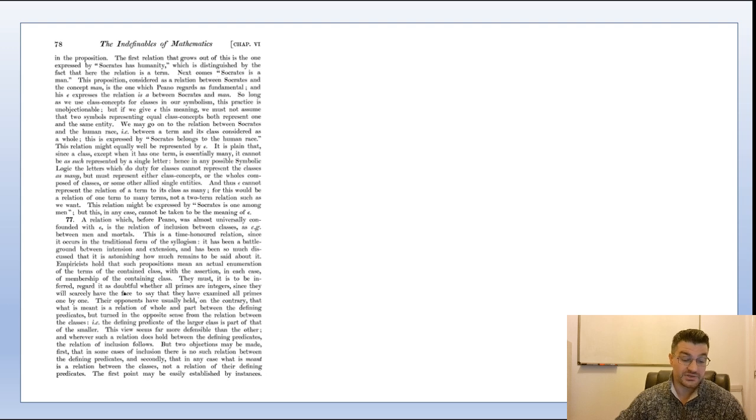For this would be a relation of one term to many terms, not a two-term relation such as we want. This relation might be expressed by Socrates is one among men, but this in any case cannot be taken as the meaning of epsilon. Section 77.